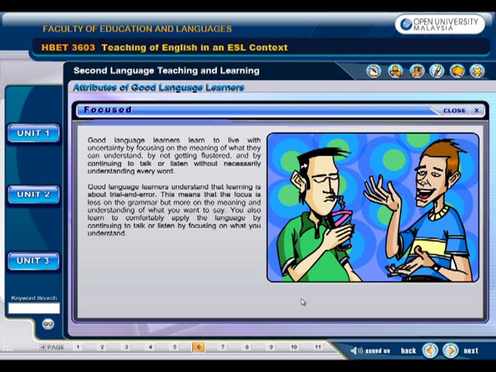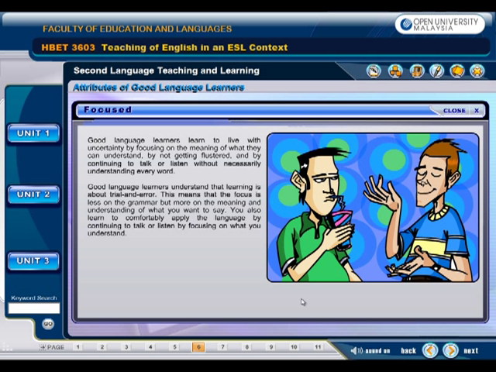Good language learners learn to live with uncertainty by focusing on the meaning of what they can understand, by not getting flustered, and by continuing to talk or listen without necessarily understanding every word.